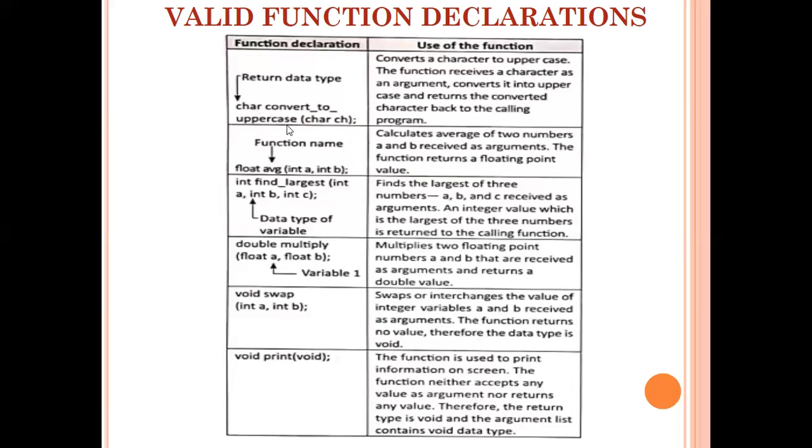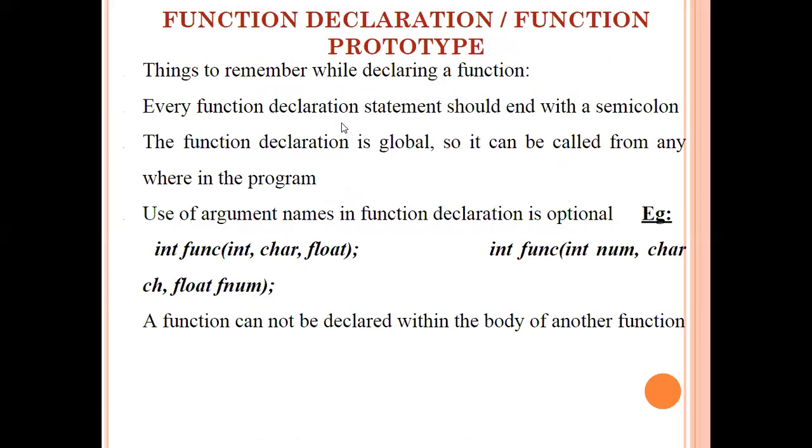As I said before, function declaration as well as function call statement must end with a semicolon. Okay, so char, convert to uppercase, char ch. Likewise, these are some other valid function declarations. And here this particular function takes only one argument or parameter, that is also of type character, and the argument name is ch. Okay, next one, function declaration or function prototype. And here we are going to see some points we have to remember while we are declaring a particular function.